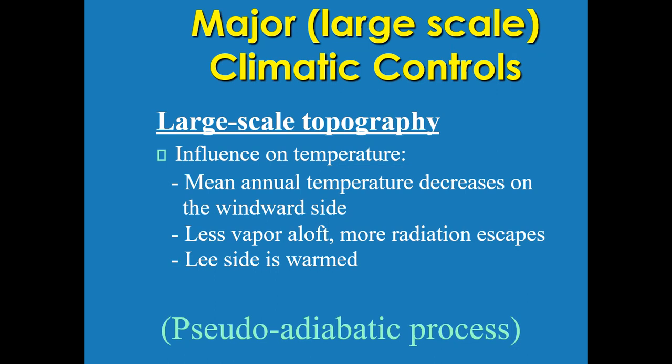As far as those large-scale topography or mountainous areas, they have a huge influence on temperature. For example, your mean or average annual temperature will decrease, or get lower, on the windward side. There's less water vapor aloft, and more radiation is allowed to escape as compared to the leeward side, where the air sinks, is warmed, and dries out. So a much cooler and moist climate on the windward side of these mountain slopes, and much drier and warmer on the lee side.